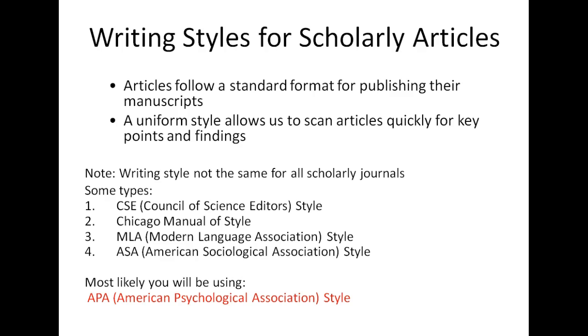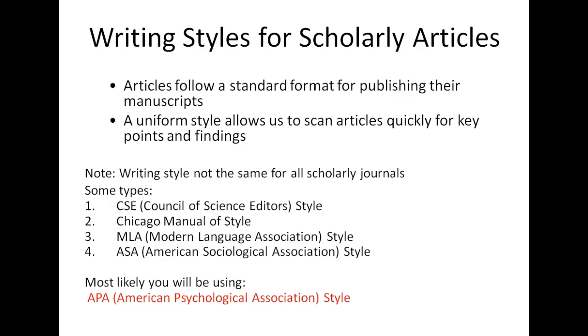That formatting or writing style for scholarly articles is very strict and standardized, and a uniform style allows us to be able to identify pieces of information very quickly. Once you get good at using the style, you'll know where exactly to look for the type of information you're searching for. Different types of articles, journal articles, will have different formats. There might be the Council of Science Editors for the harder sciences, and I use that in quotation marks. Things like biology, physics, chemistry. Chicago Manual of Style, MLA, American Sociological Association are all different forms of writing styles.